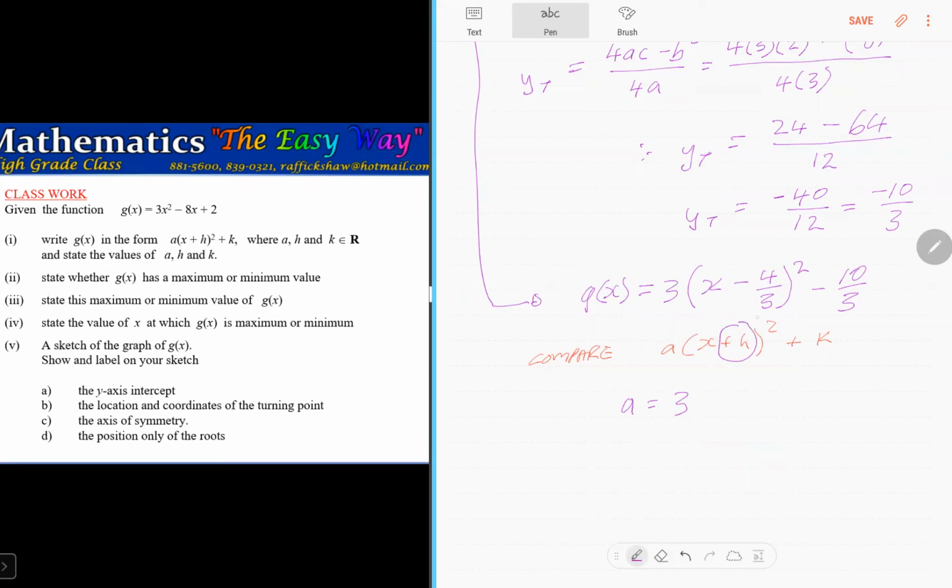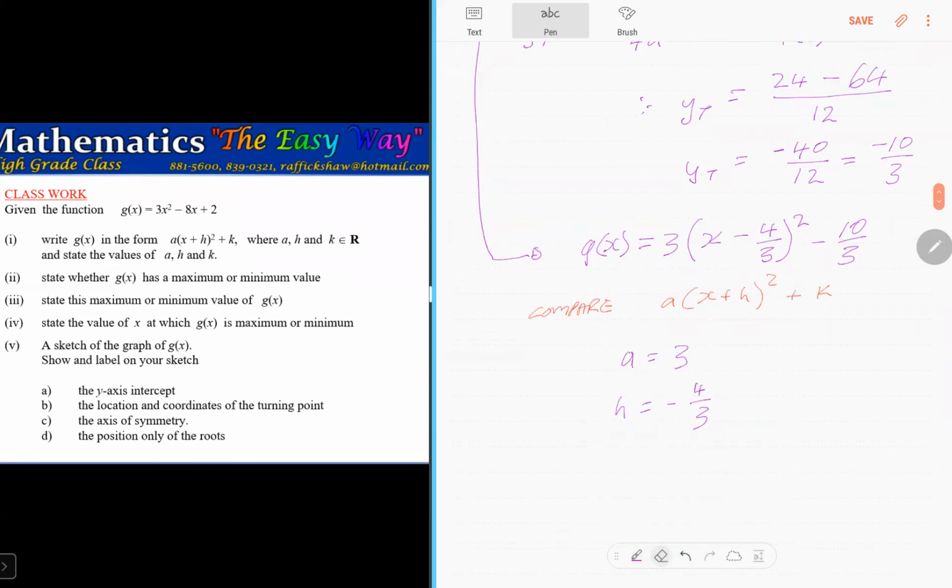The plus h is minus 4 over 3. Or we need to put the plus. We can erase the plus. And compare again, the plus k is minus 10 over 3. And again, we don't need to put the plus. So those are the values of a, h, and k.